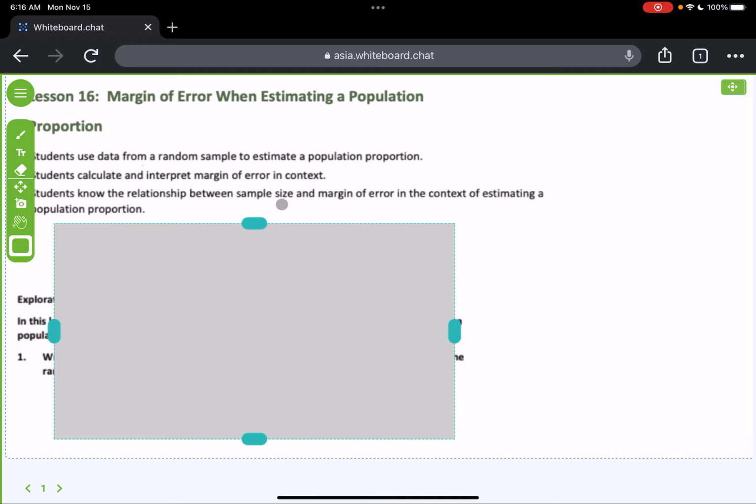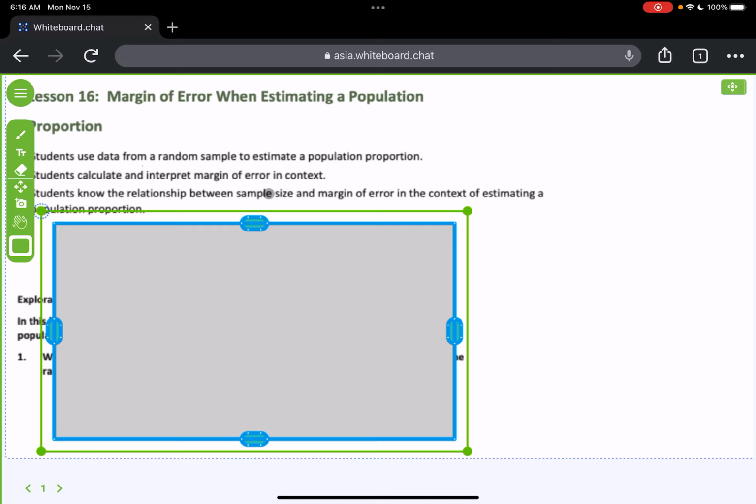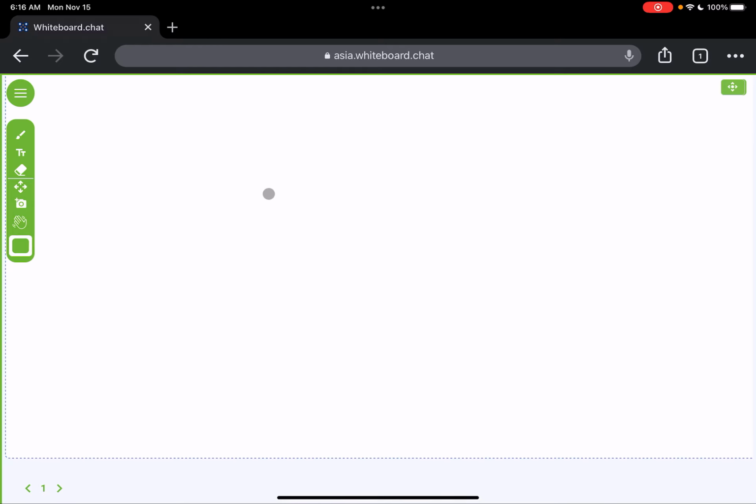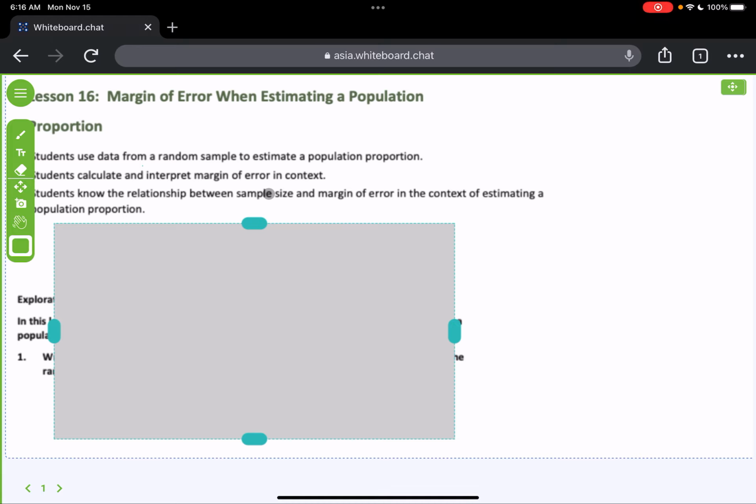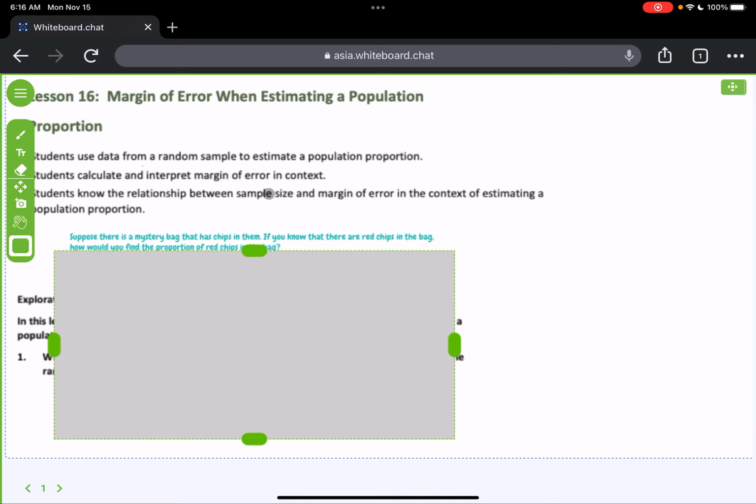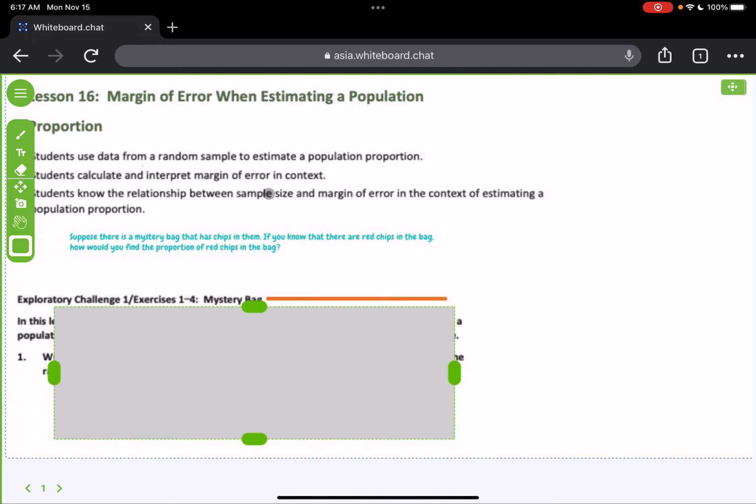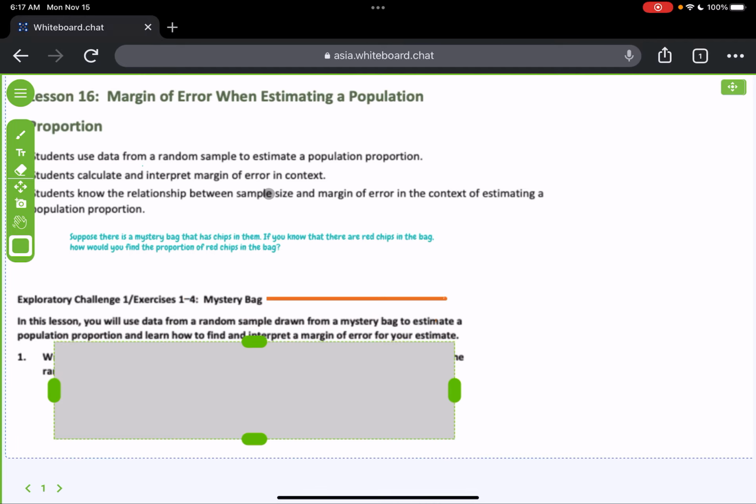Now, let's look and see what all this is actually telling us here. When we're talking about margin of error, we're saying how far off we could be with our estimation. Suppose there's a mystery bag that has chips in them. If you know that there are red chips in the bag, how would you find the proportion of the red chips in the bag? And that's what this whole lesson is going to be looking at.